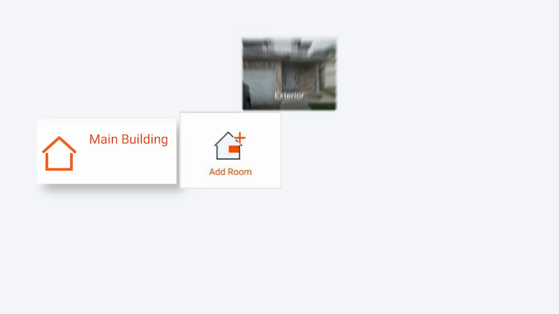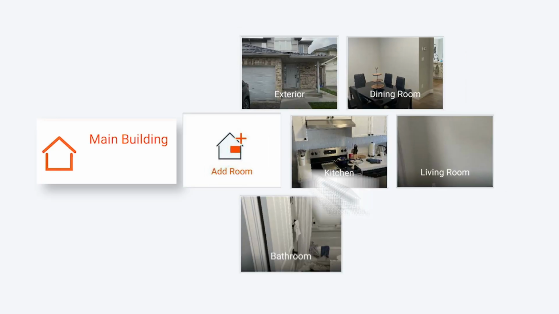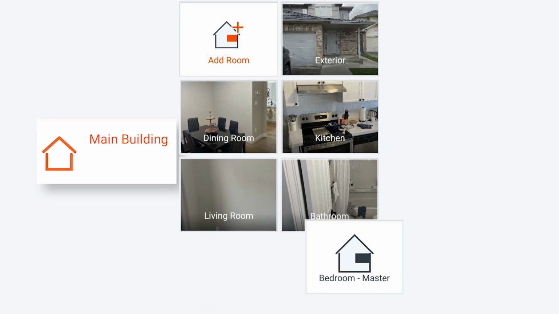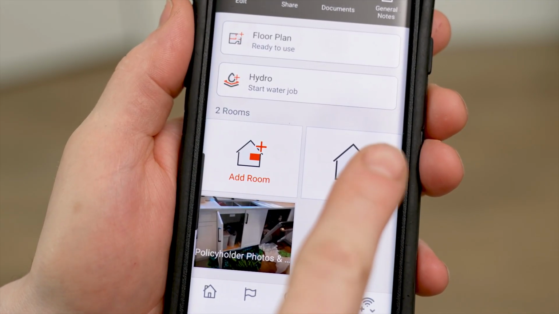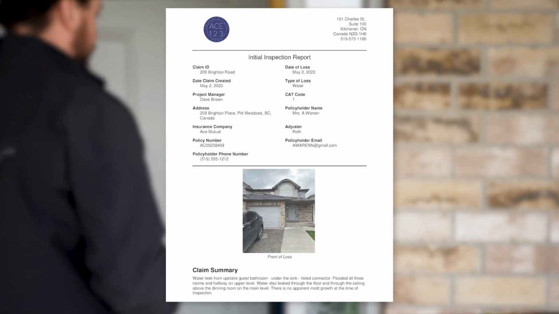Encircle is organized by structures and rooms to keep your file nice and neat. In this case, we have a room already set up for the exterior, so we can just click into it to start documenting the property. A quick photo of the front of the loss will be used as the cover photo for the final report.